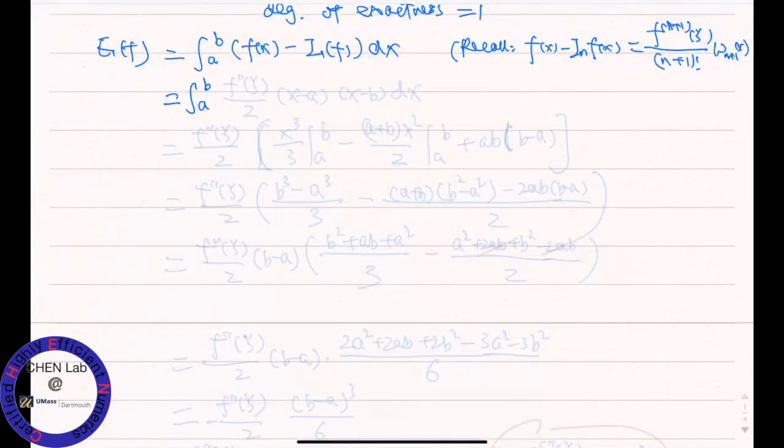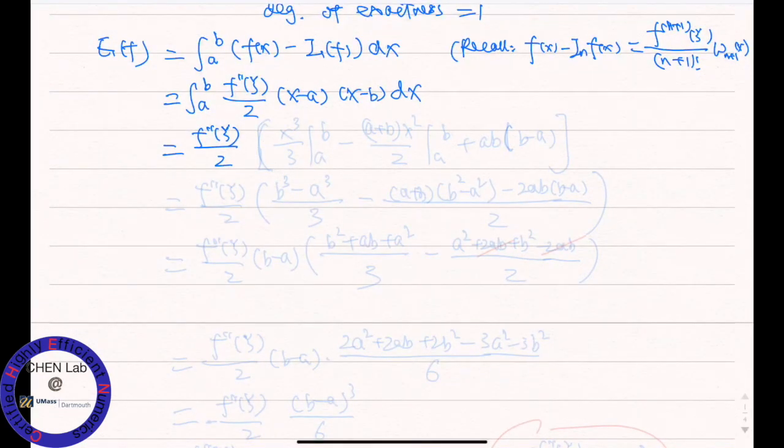So we're going to get, n is 1, right? So we have f double prime at c divided by 2, right? That omega n is x minus all the nodes, so it's x minus a times x minus b dx. And that's nothing but, we can take out the f double prime c over 2. We only need to integrate x minus a times x minus b.